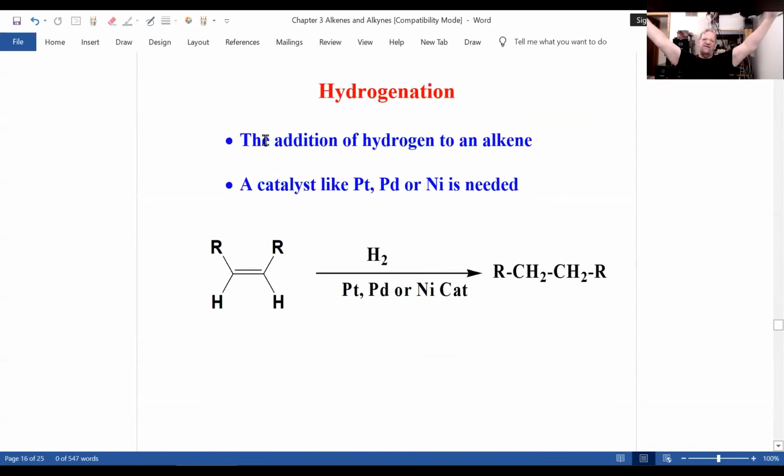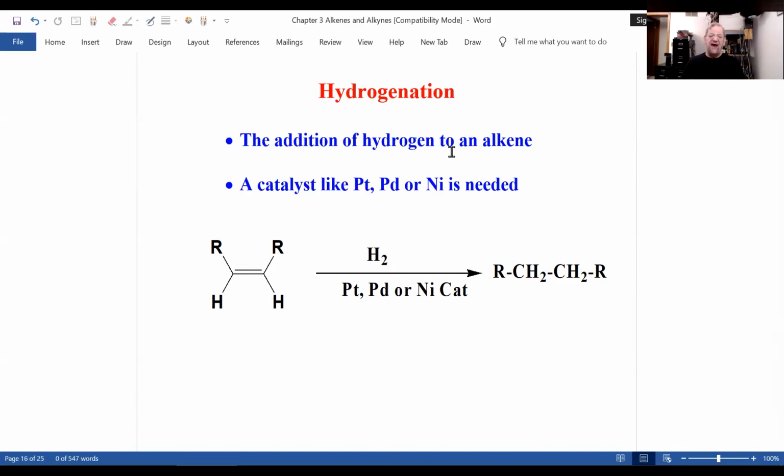Finally, hydrogenation. I'm going to be naming different reactions. You do not have to know the name of the reactions, but I'll use them because I do. And excuse me, hydrogenation is the addition of hydrogen to an alkene, a double bond.